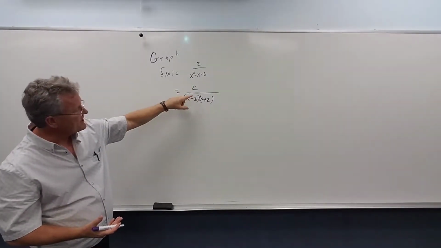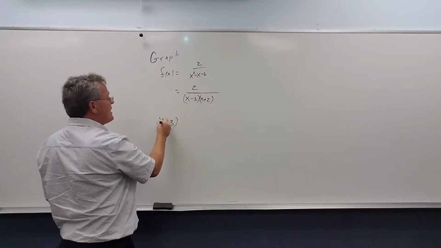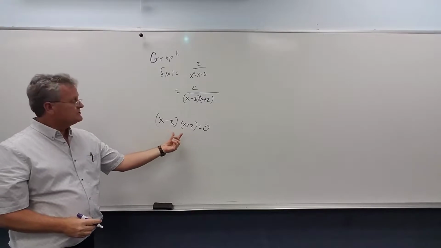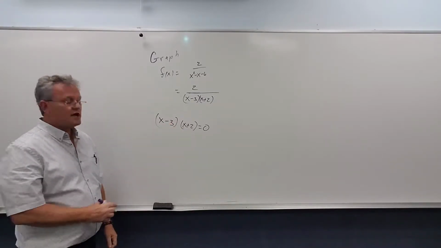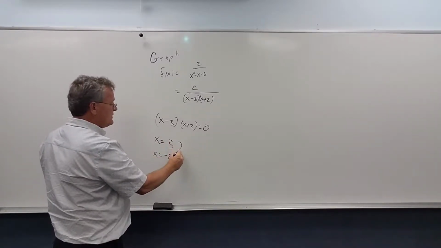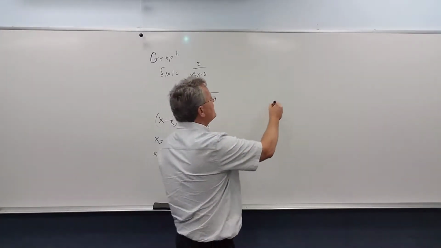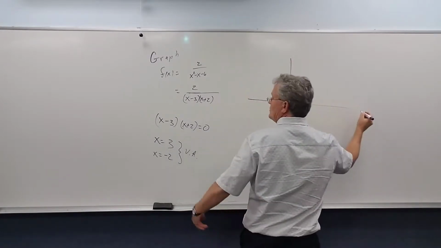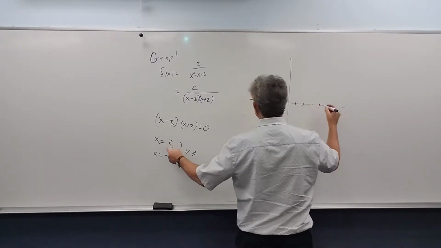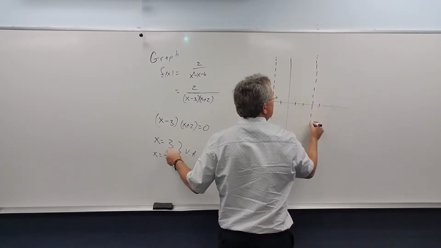This is already simplified. Once it's simplified, whatever your denominator is, we want to know what x values make this 0. Well, this is equal to 0 when x is 3 and when x is negative 2. So x equals 3 and x equals negative 2. These are the vertical asymptotes. So in other words, our graph has them when x is negative 2 and when x is 3. x is negative 2 is right here, x is 3 is right here.